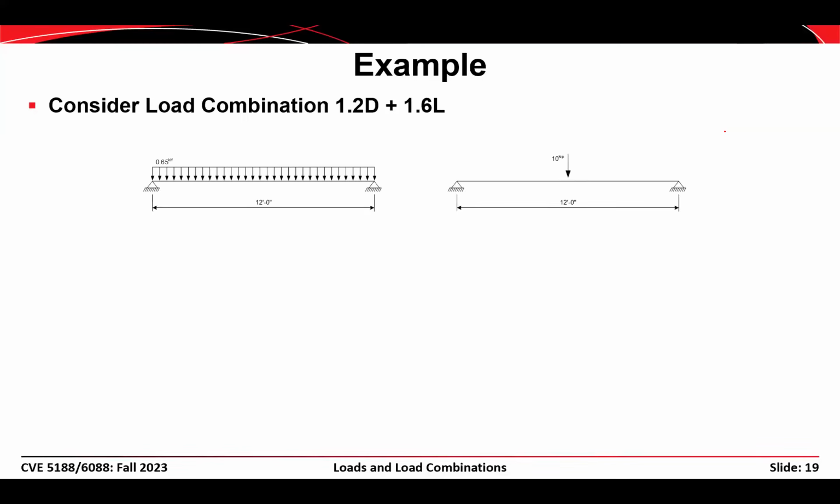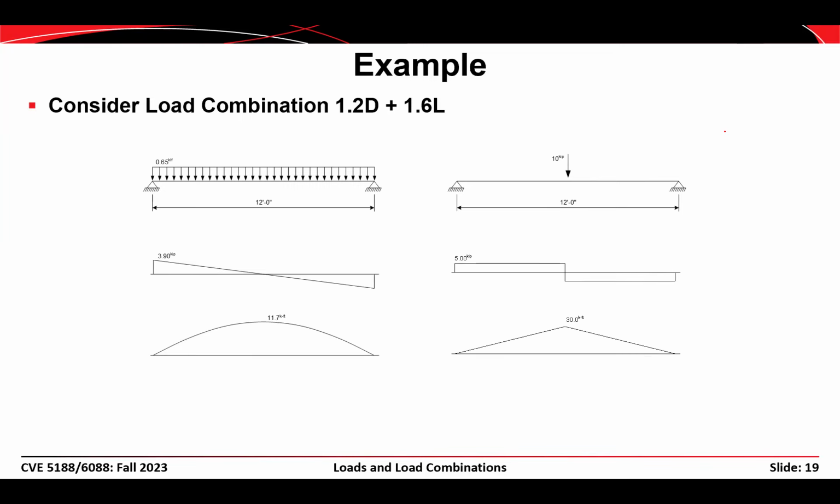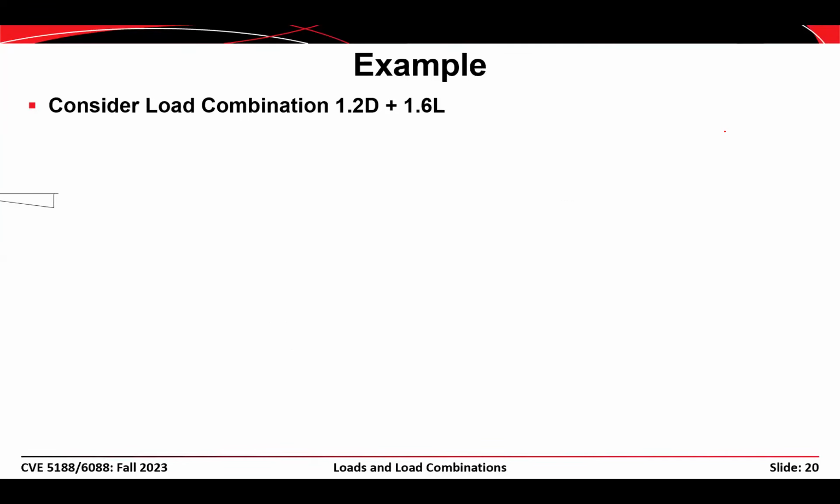And if we consider a beam like this, just a simply supported 12-foot long beam, we'll say we have a dead load of 0.65 kips per foot and a live load that consists of 10 kips at the middle of the beam. Then we could sketch the shear force diagrams and the bending moment diagrams that correspond to dead load and live load. So if we are going to combine these, then what we do is we take the results coming out of SAP 2000 and we add them together using the appropriate factors.